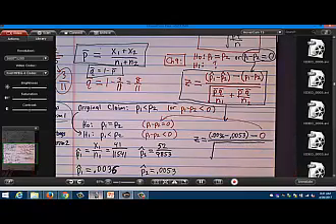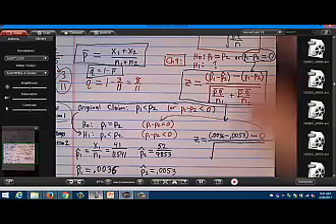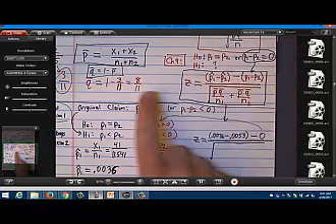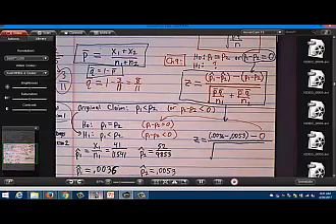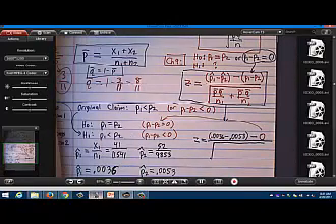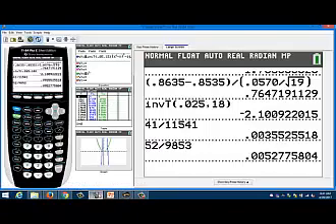Okay, I need P bar, and the formula for P bar is right here. I need to add x1 plus x2 over n1 plus n2. Let me do that real quick, guys. So P bar, let's see. Remember, every time you use a fraction, you really want to use parentheses. So it's 41 plus 52 divided by what?